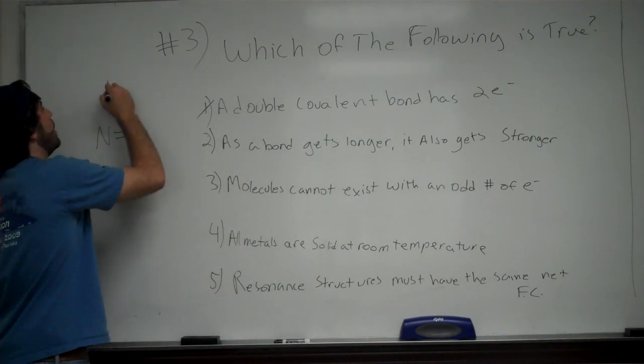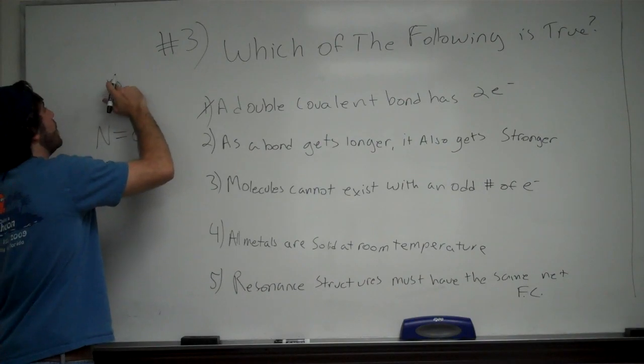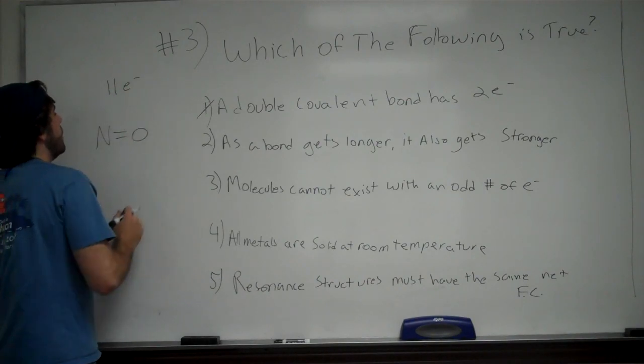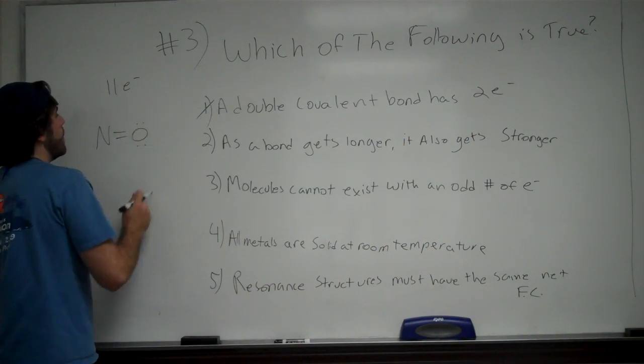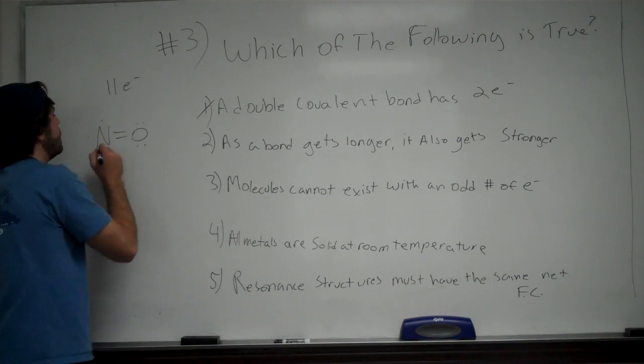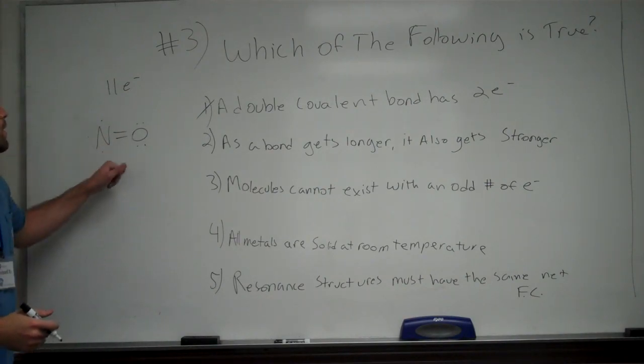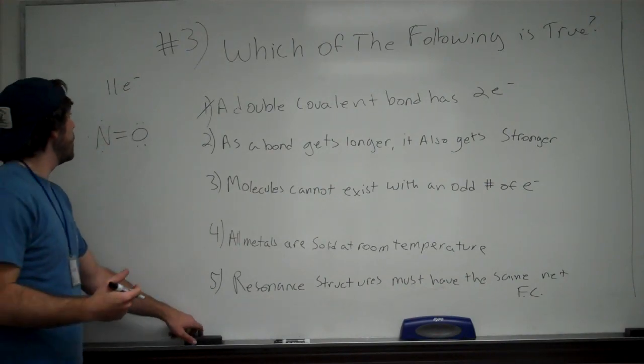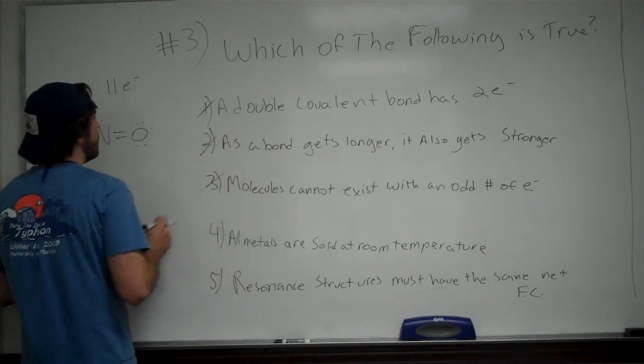NO has got 11 electrons, right? So it already has an odd number. 5 plus 6. So you have your full octet here, and you want a full octet over here as best you can. So the resonance structure of NO, or the Lewis structure of NO, looks like that with odd electrons. So these two are also not true.